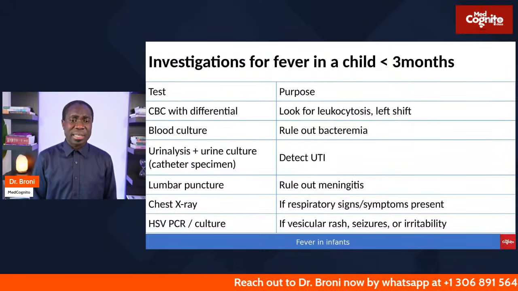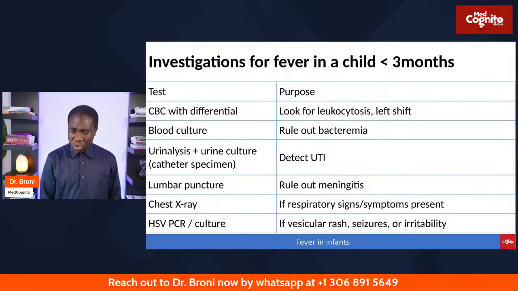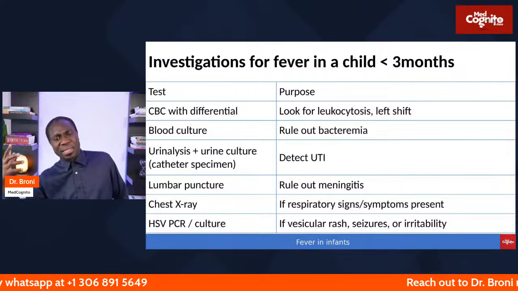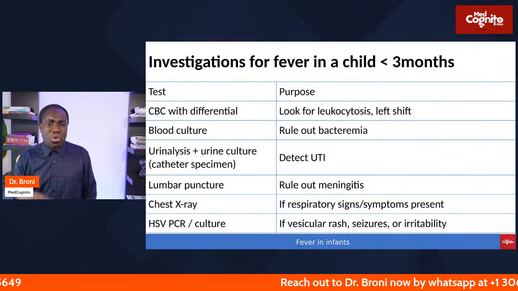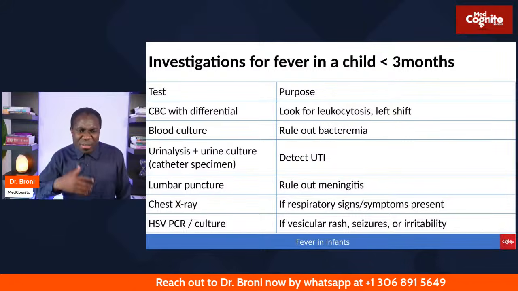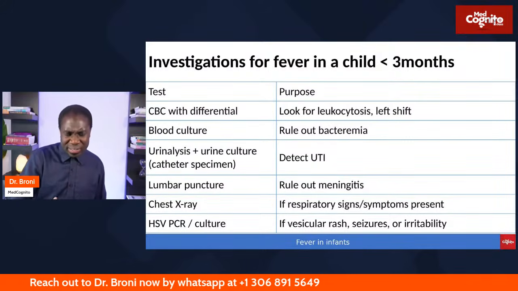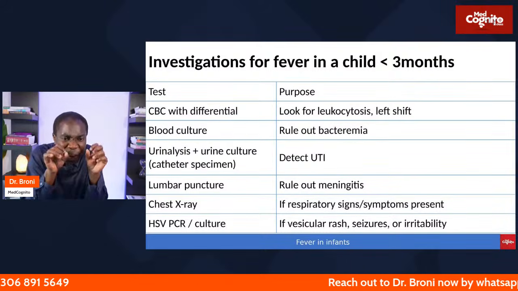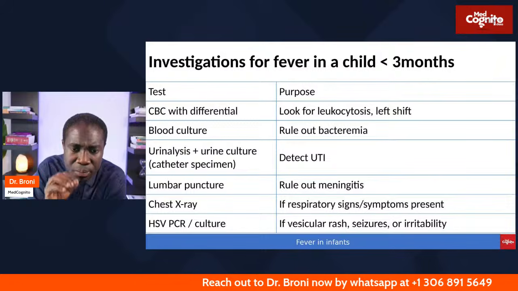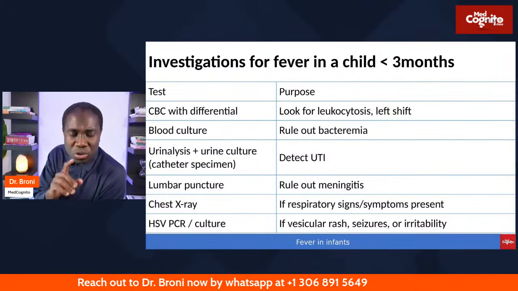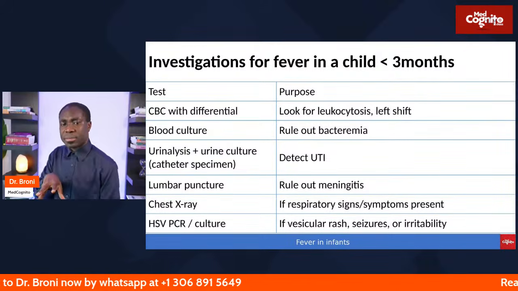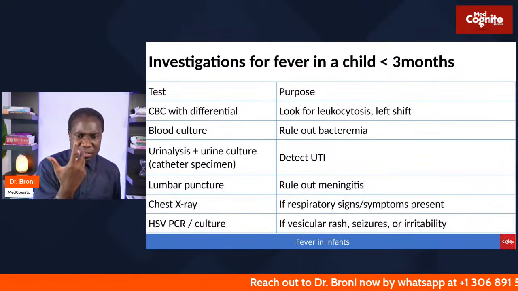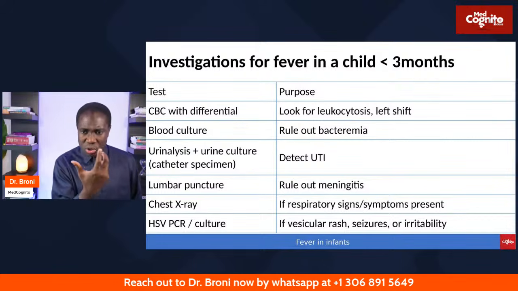Number 4, you want to do your lumbar puncture if it points to meningitis, bulging fontanelle, irritability, right? Number 5, you want to do your chest x-ray if there are any respiratory signs. The breathing is fast, there's tachypnea, there's lower chest indrawing, there's sternocleidomastoid use, there's flaring of the alae nasi. You want to check that. And then you also want to do your HSV PCR and culture. If you see any vesicular rash in the kid, if the kid is presenting with seizures, if there's irritability, you want to pay attention to these things.